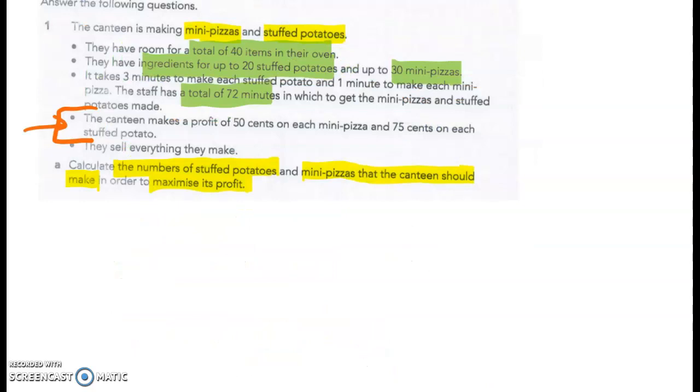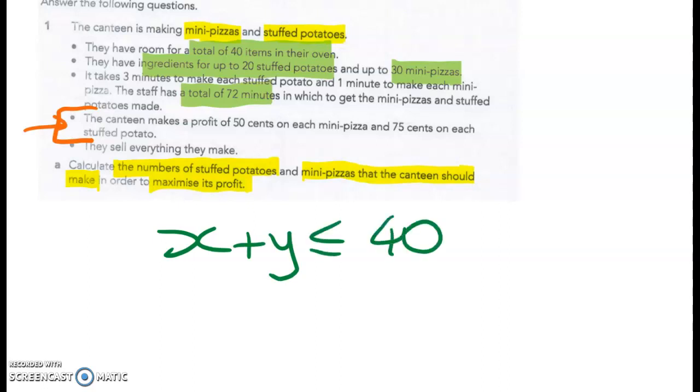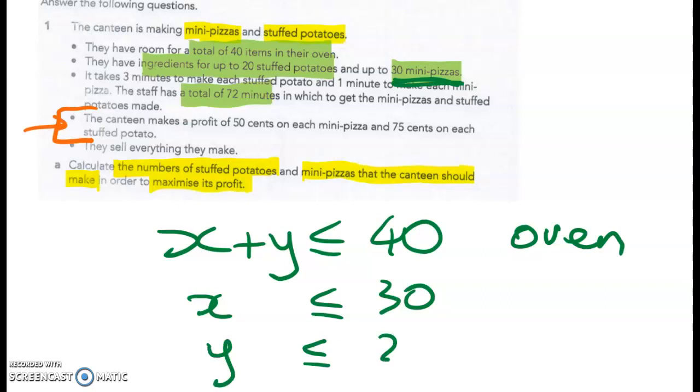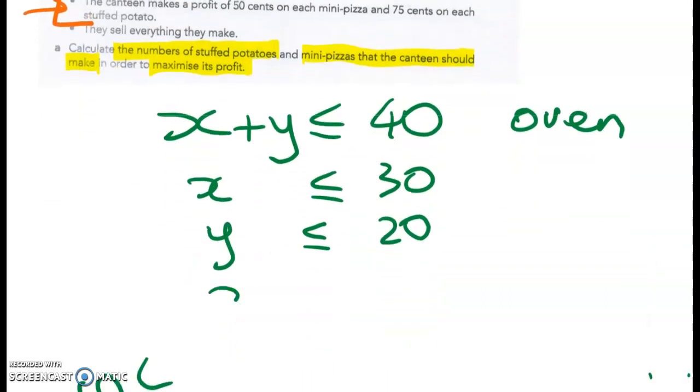The next thing we have to do is to write the constraints, and they're very easy if you've done lots of practice by now. So x plus y is less than or equal to 40, that's the oven constraint. X up to 30 mini pizzas, x has to be less than or equal to 30, y has to be less than or equal to 20. Both of those things have got to be 0 or greater.